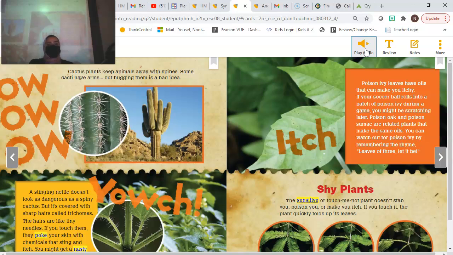Don't mess with it. Just let it be. Don't touch it. Don't mess with it. So leaves of 3, let it be. So how do you think poison ivy or poison oak looks? They have 3 leaves. So if you see a plant with 3 leaves, that's probably poisonous. Do not touch it. Let it be.